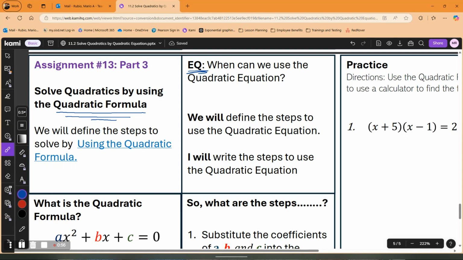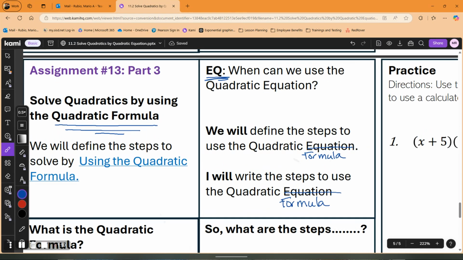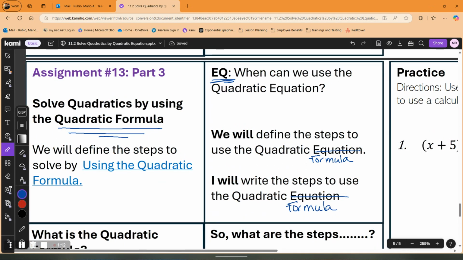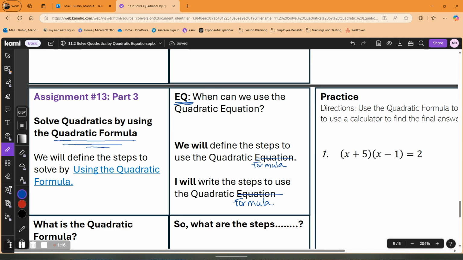Today we will define the steps to use the quadratic formula, it's not equation, it's formula. And you all will write the steps to use the quadratic formula. I kept writing equation, but it's formula. Go ahead and copy these all down into your notebook. You'll split the page up into 4 sections.